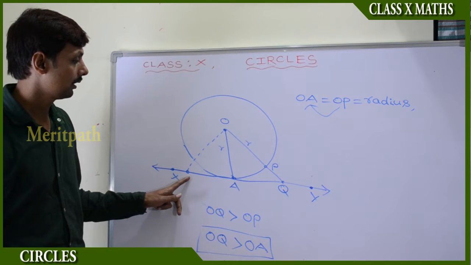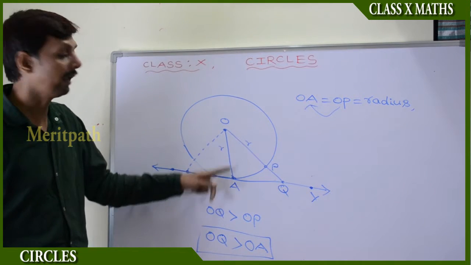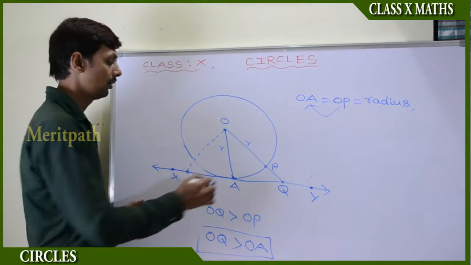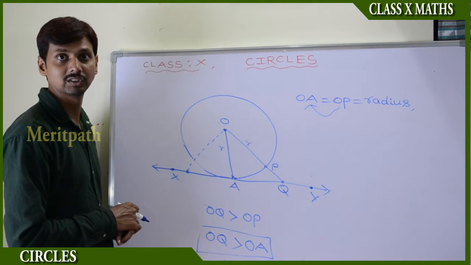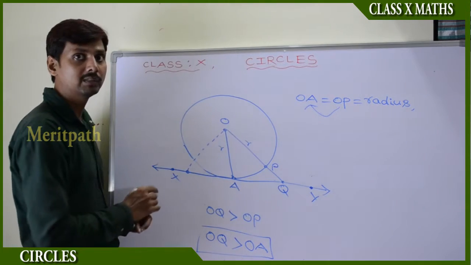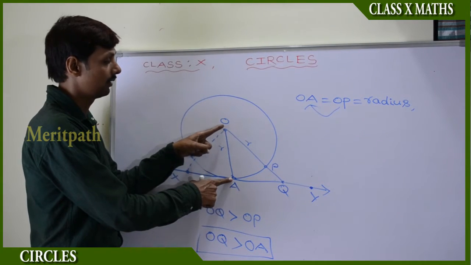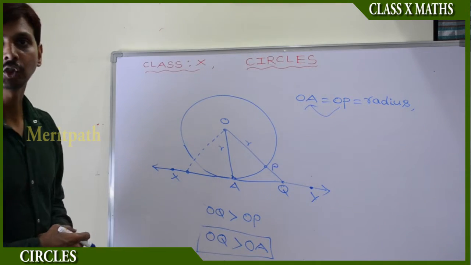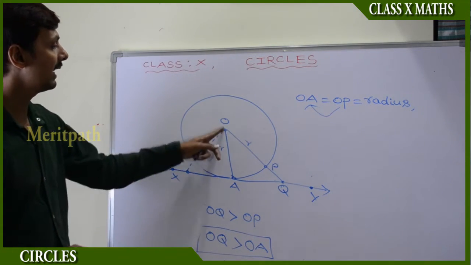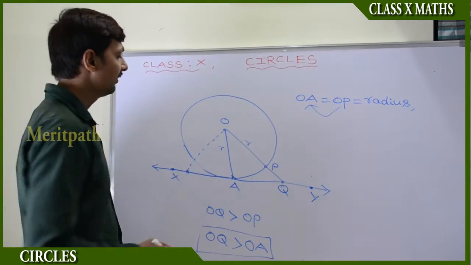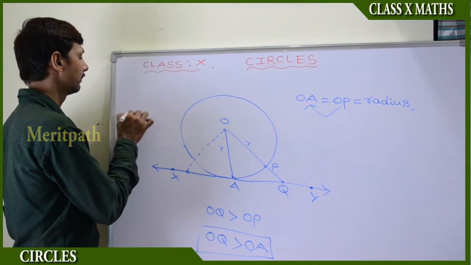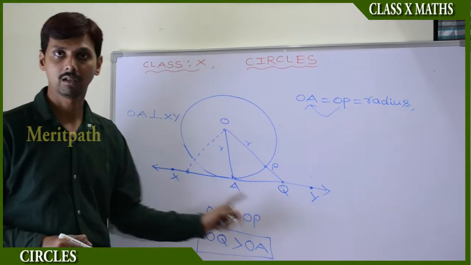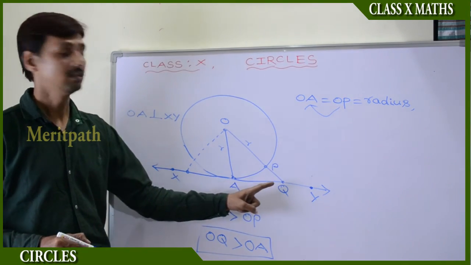So here we observe OA is the shortest distance among all the points which we have taken on the tangent XY. So we conclude that OA is the shortest distance from O to XY. When this is the shortest distance, it is called the perpendicular. So we have proved that OA is perpendicular to XY because it's the shortest distance among all those which lie on the tangent to a circle.